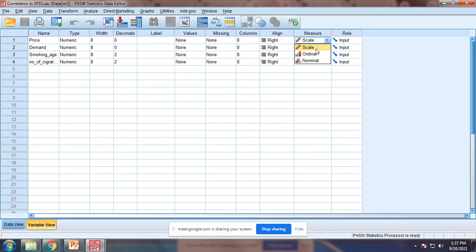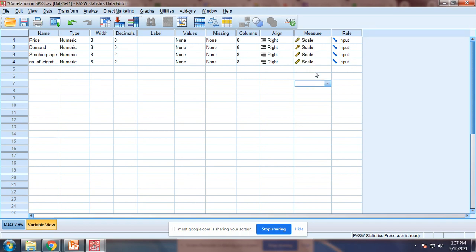Do not forget to make your measure as scale. Choose scale here. If you choose ordinal or nominal, it will not allow you to perform the correlation test in SPSS software. So for correlation, please see that your measure is always scale. All the other information you know how to fill up, so I'm not repeating that.